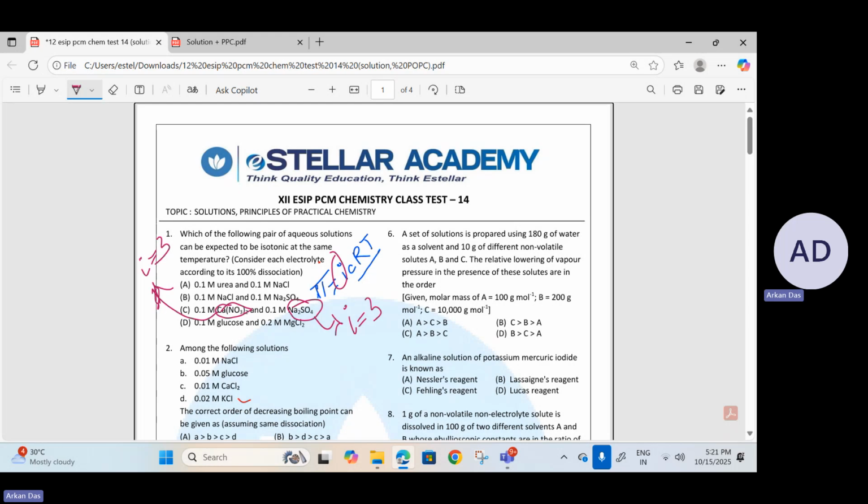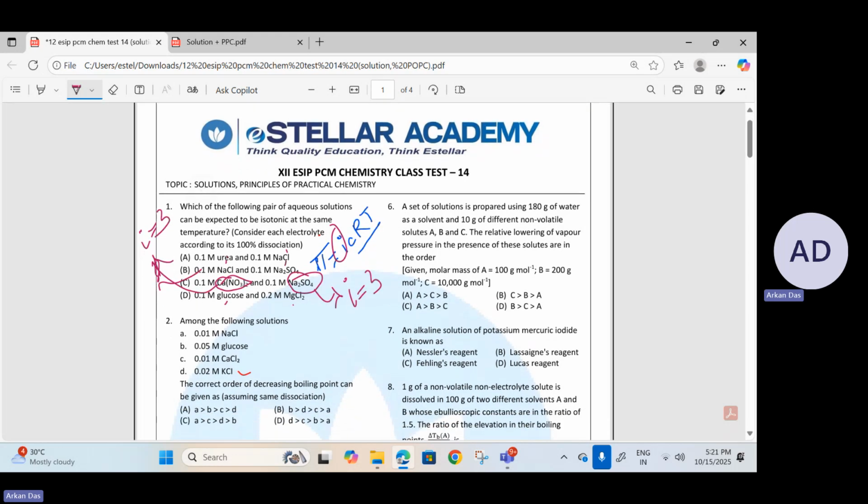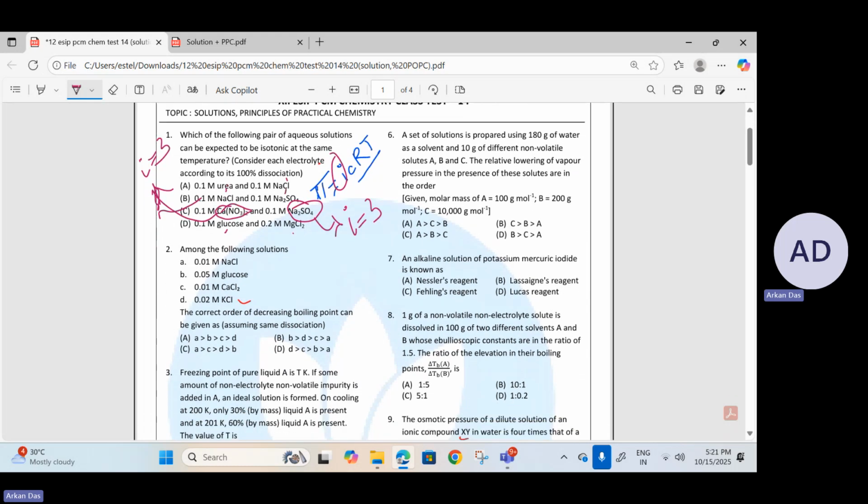Why? Because urea gives i value 1, NaCl i value 2, NaCl i value 2, Na2SO4 i value 3. And the last one, glucose i value 1 and MgCl2 i value 3. So the best match is option C, that is Ca(NO3)2 and 1 molar Na2SO4. Let's go for the next one.